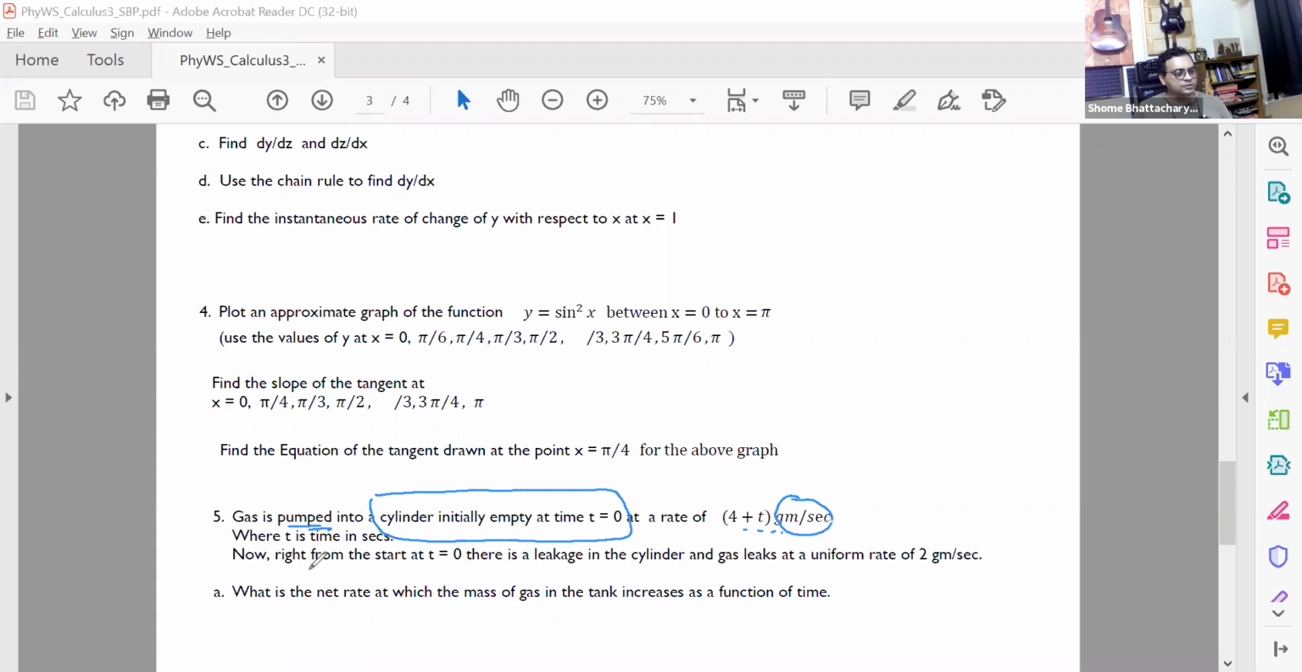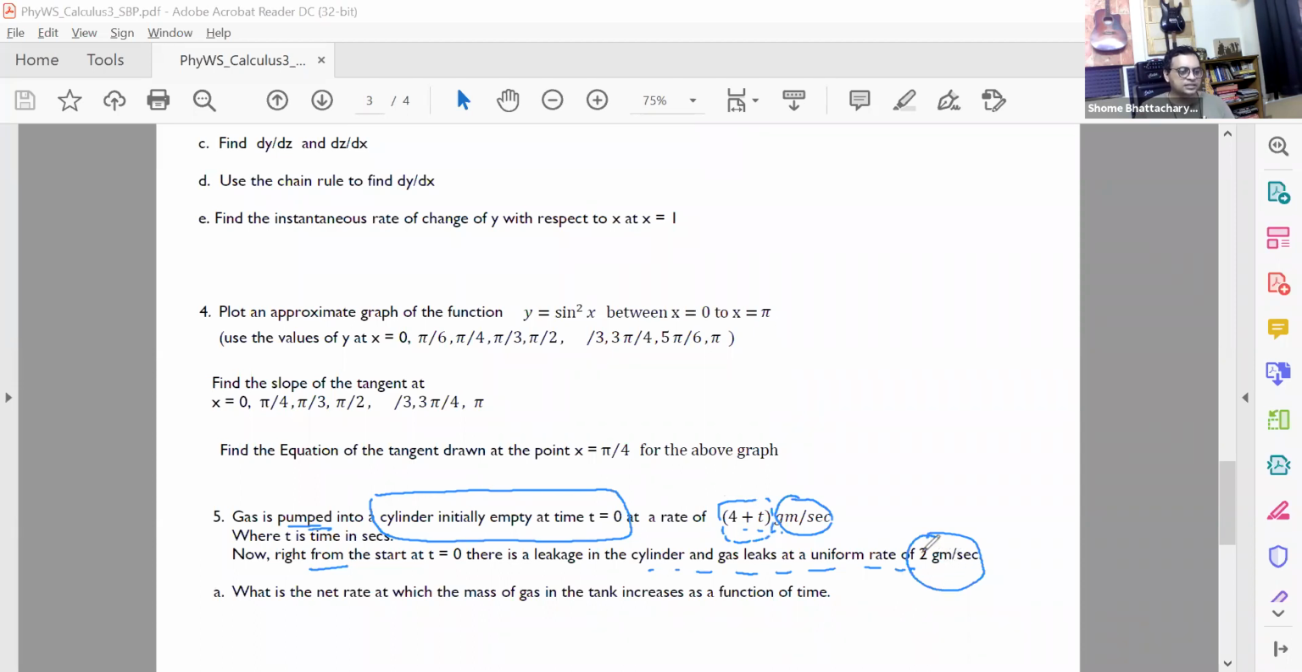And right from the start, there is also leakage in the tank. So there is a leakage at the rate of 2 grams per second, whereas you are pumping in gas at a rate which is increasing with time, because you can see it's 4 plus t. So the rate of pumping at t equal to 0 is 4 grams per second. But by the time you come to 1 second, it's become 5 grams per second. At 2 seconds, it's become 6, like that. So your rate of inlet pumping is increasing with time.